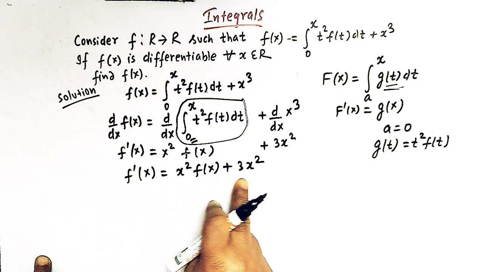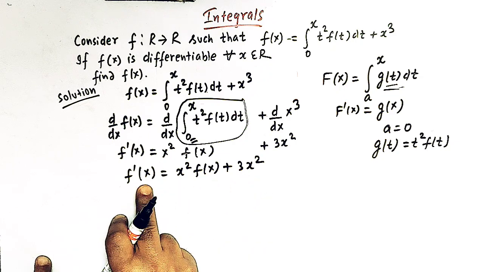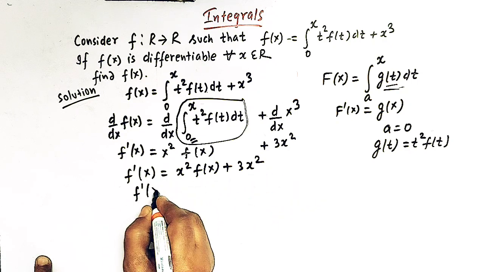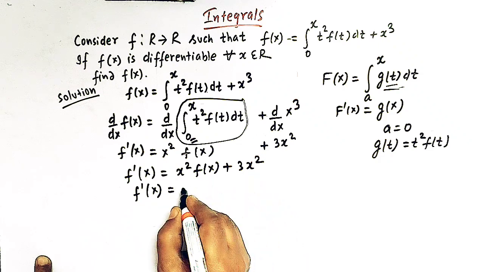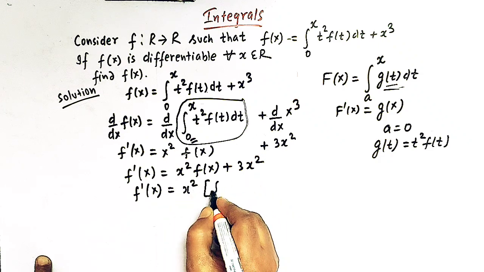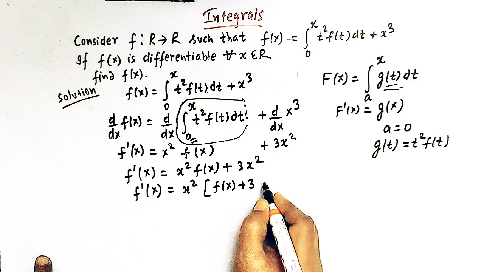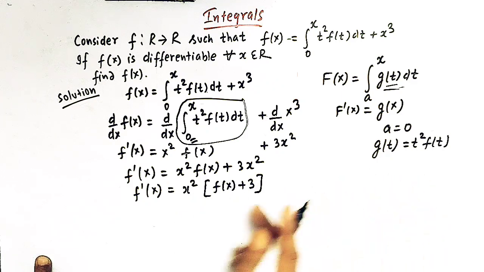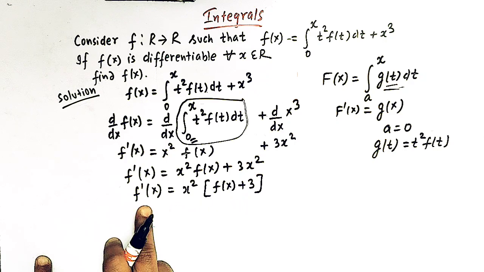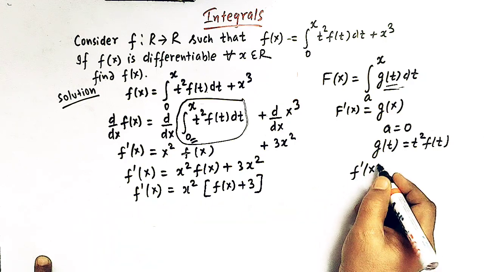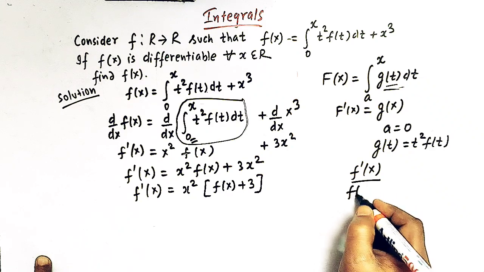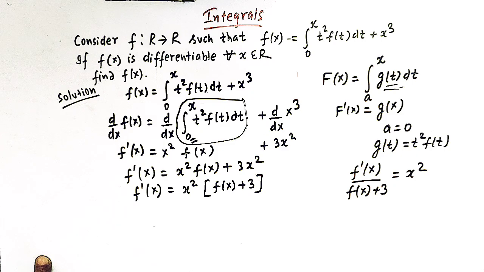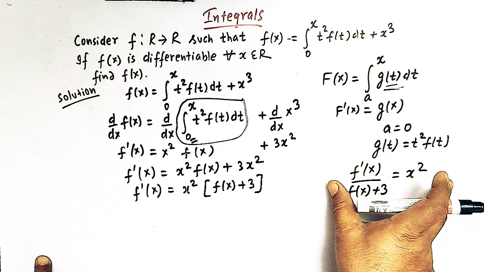So now we have a differential equation, and we have to solve it. We will write f prime of x, and we can take x square common, so we have x square times f of x plus 3. Now we can separate the variables. Here we can write f prime of x divided by f of x plus 3 equals x square. Now let us integrate both sides.